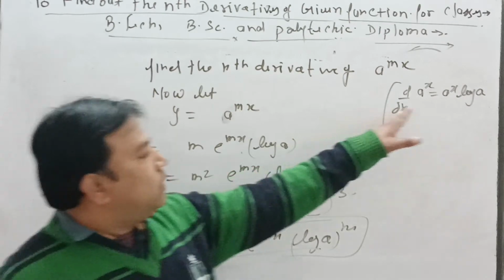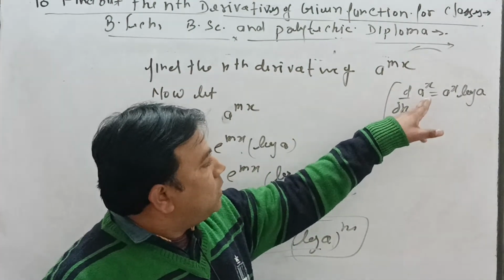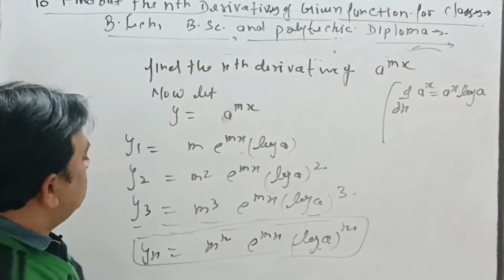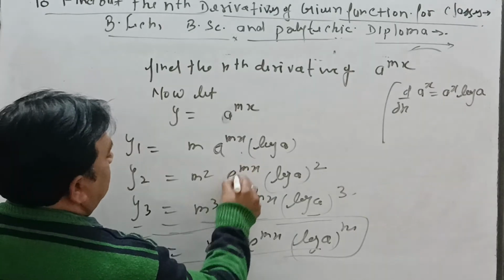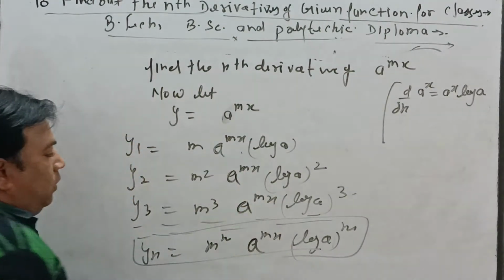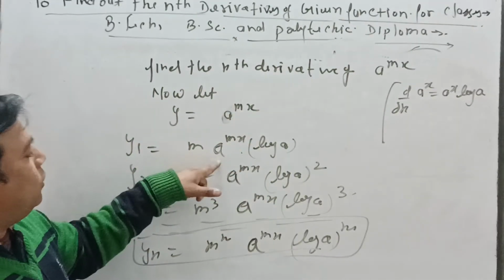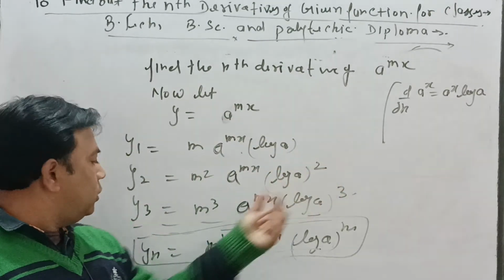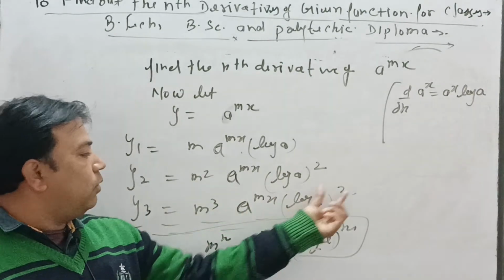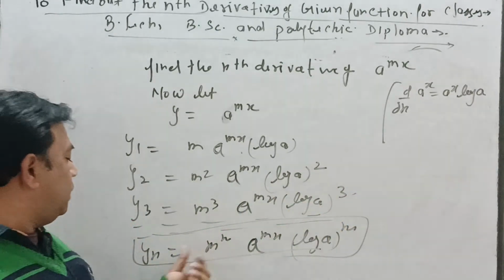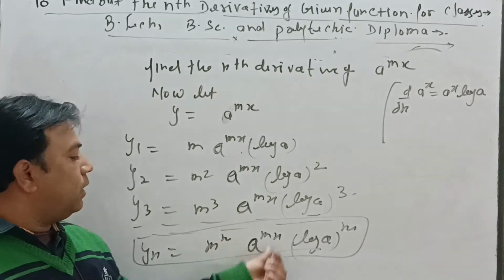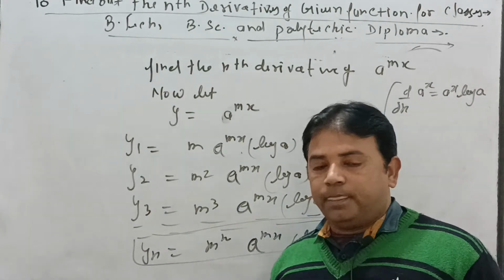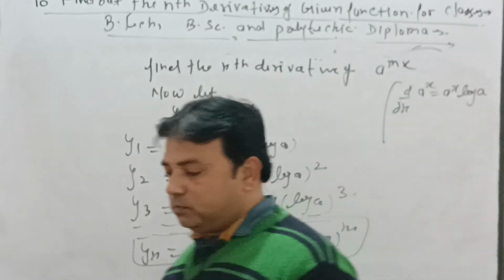We discussed just previously a to the power x, whose derivative is a to the power x log a. Then for a to the power mx, we get m a to the power mx log of a, then m square a to the power mx log of a whole square, m cube a to the power mx log a whole cube. Then the nth derivative: yn equals m to the power n, a to the power mx, log of a to the power n. Please make a note.